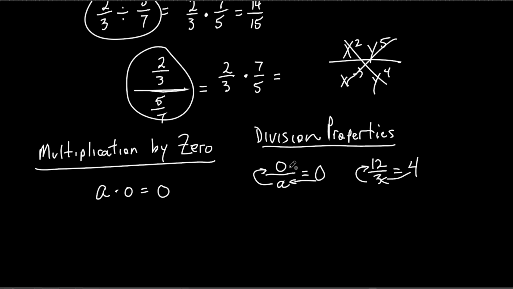Yep. So you can do it on your calculator. Somebody have a calculator out? Put 0 divided by any number. I don't care. Put 0 divided by 5, 0 divided by 100, 0 divided by a million. You'll get a 0. Okay?